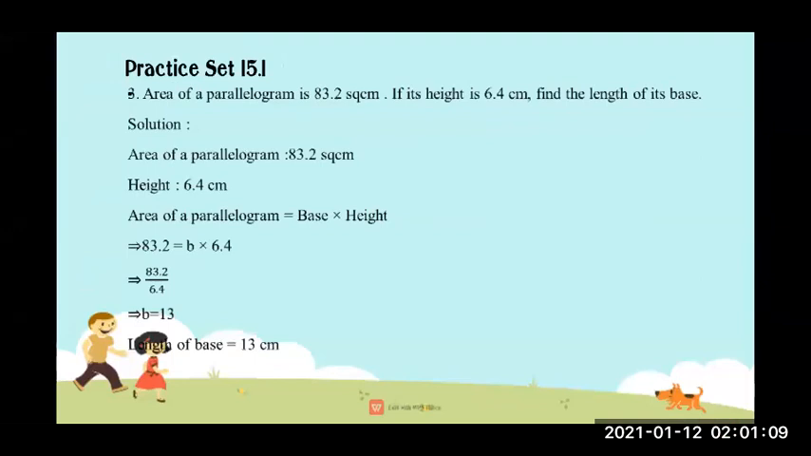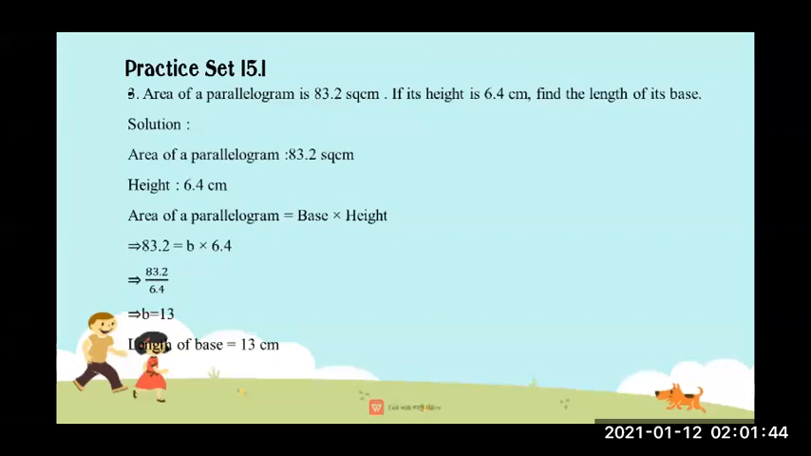Okay. Now there is the third question. Area of a parallelogram is 83.2 square centimeter. See here, area is given. In our previous sum, base and height were given. Now in this sum, area of a parallelogram is given. They have also given height, that is 6.4 centimeter, and they are asking for the length of the base.